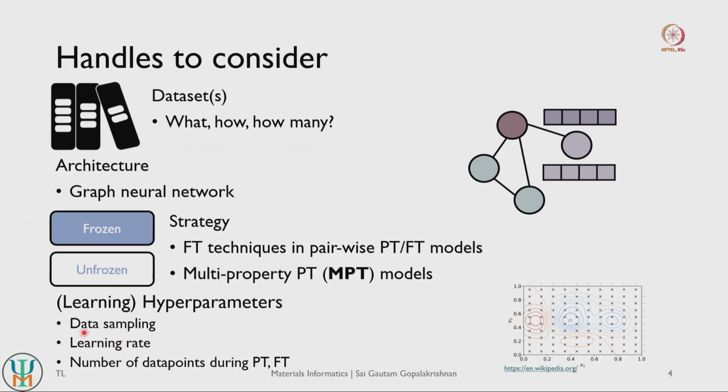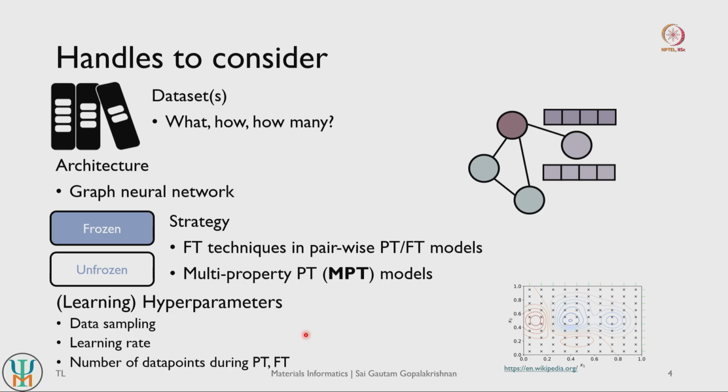So for example, we are dealing with fairly restricted or small data sets, so we need to be wary of how we actually sample the data to ensure that our model is not biased in any form, what kinds of learning rates we use, especially during the fine tuning step, and how many data points we have to use when we use pre-training or fine tuning. So do you have some improvement or saturation in performance as you keep increasing, let us say, your pre-training data set size or your fine tuning data set size. So these are all important hyperparameters to consider when you do transfer learning.